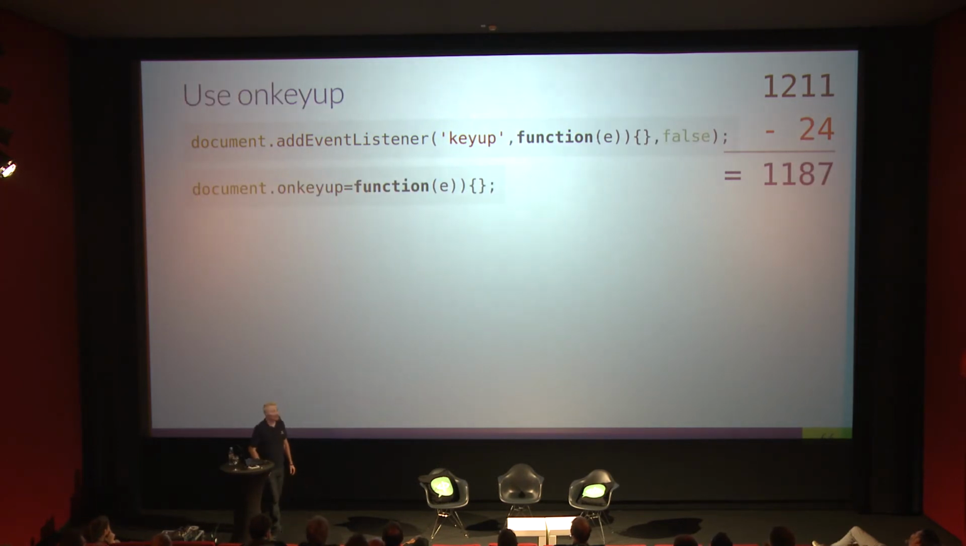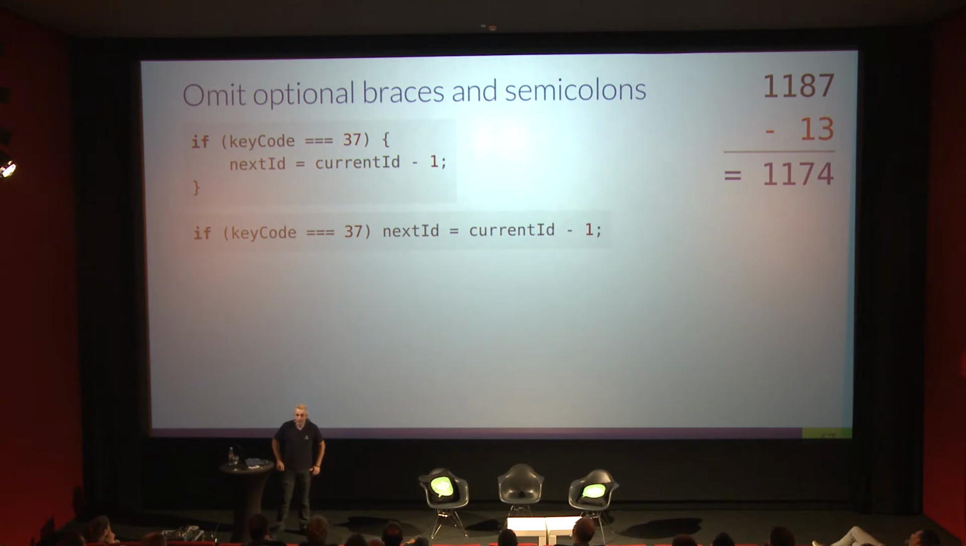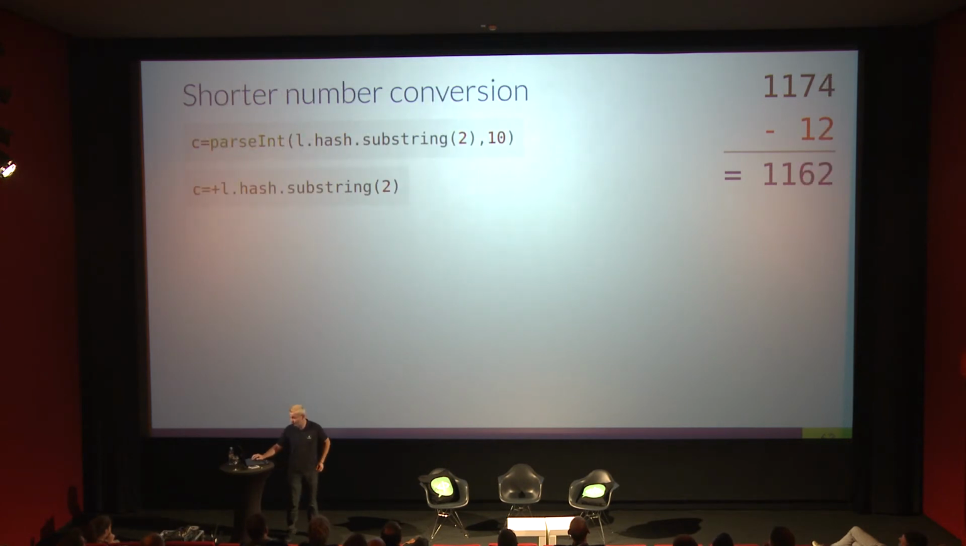I can do even shorter. Instead of using addEventListener to add the event listener, I just define the onkeyup property of the document, and this saves us 24 bytes. I can omit optional braces and semicolons. If a block contains only 1 statement, I can remove the curly braces. And in some cases, I can omit semicolons. Douglas Crockford will hate me. I save 13 bytes by this.